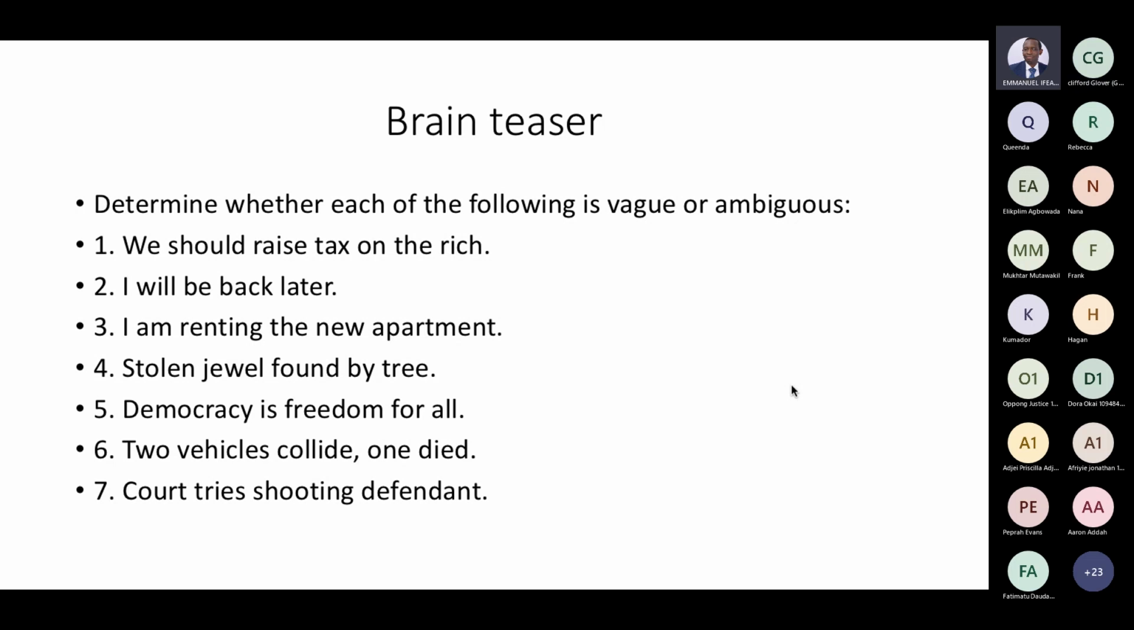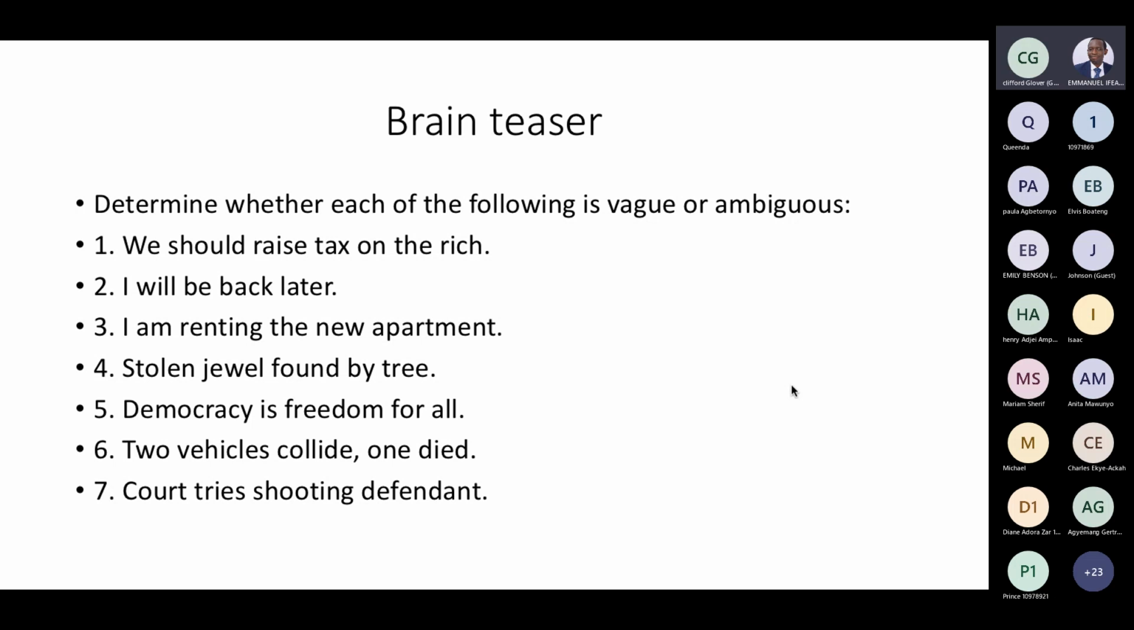Democracy is freedom for all. Now, when you say democracy is freedom for all, the all is not specific. If it was all persons, then we'll know it applies to human beings. But it didn't say all persons. It just said all, which logically includes human beings and all kinds of animals.